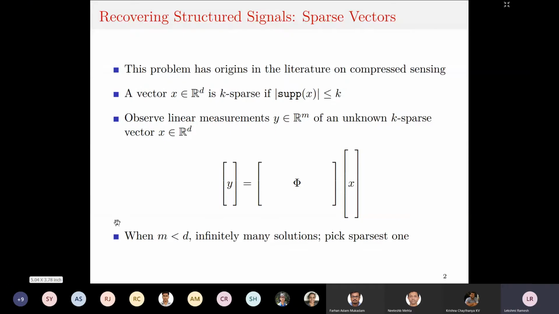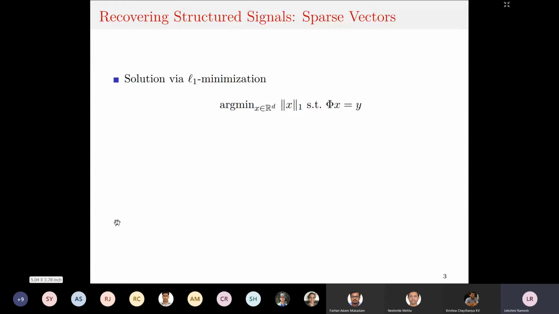The work in this literature tells you that here is one way to solve it. You can obtain this vector x as the solution to this optimization problem. This is the L1 minimization problem. What it tries to do is to find a vector x that will satisfy the measurements that you're given and such that it has the least L1 norm. The motivation behind choosing this L1 norm is that it is some sort of a relaxation of that sparsity constraint.